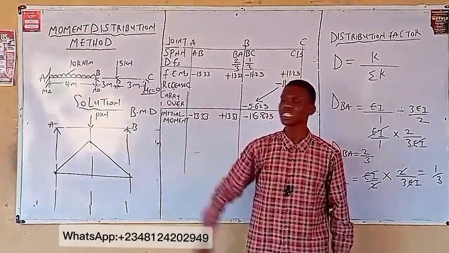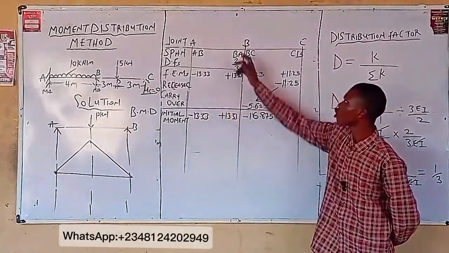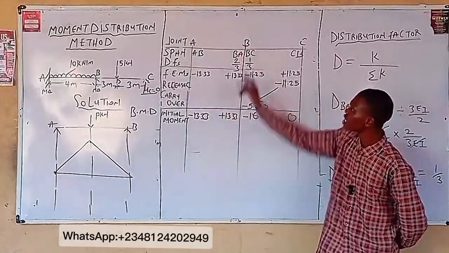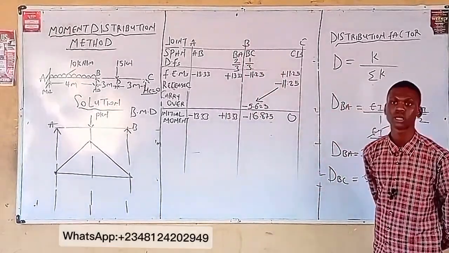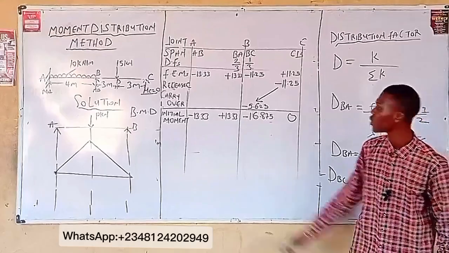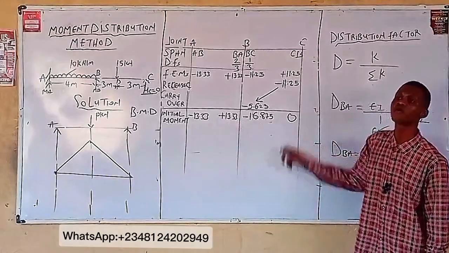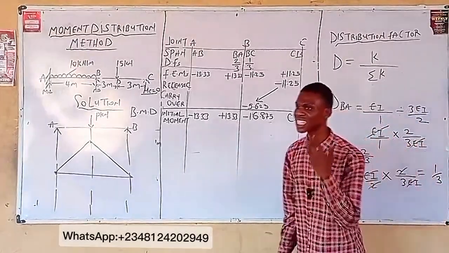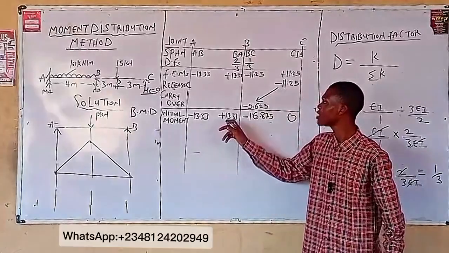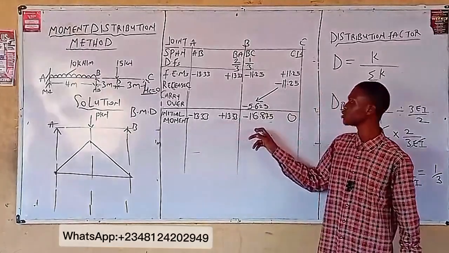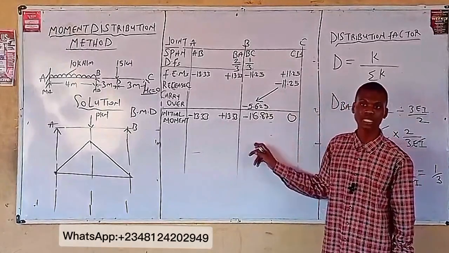Now check, where is this support located? B. Meaning my excess moment occurs at joint B. Trace joint B down. What are these values that I'm having at joint B? We have two values, which are 13.33 and negative 16.875. Even from here, I'm having 13.33, and in this place, I'm also having negative 13.33. What will my answer be?